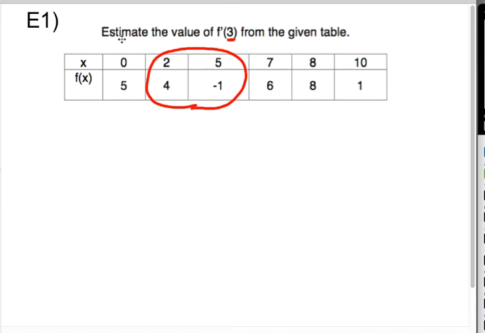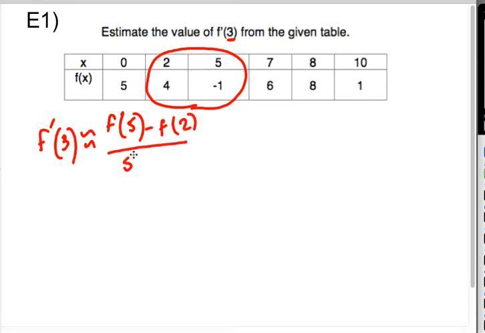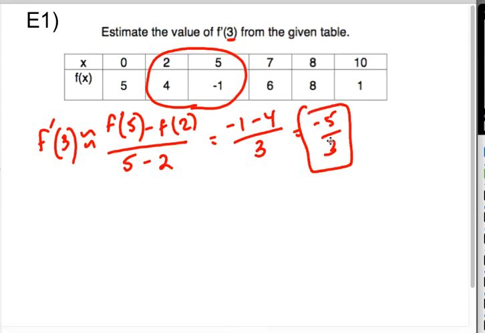So I'm going to use the point at x is 2 and the point at x is 5 to approximate f prime of 3. So my f prime of 3 is not equal to, but is approximately the old school slope between the 2 points that I circled, right? So 5 minus 2, right? So that's going to be a -1 minus a 4 over a 3. So we're going to get -5/3. So when you're asked to approximate a derivative at a point, you're basically finding old school slope. That's sort of the gist of it.